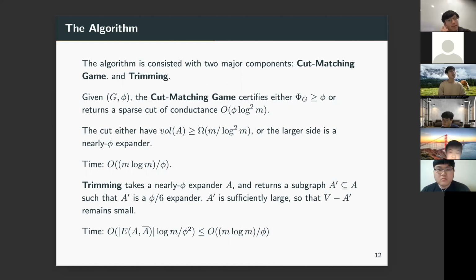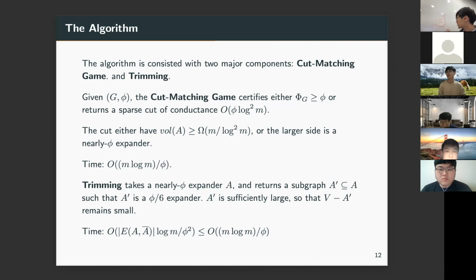If A prime gets extremely small, then our strategy is something like this. If the cut is unbalanced, then the larger side is a nearly phi expander. And what you do is you just trim this to be a phi expander and you recurse. You recurse in only one part. So if you take a nearly phi expander, you just trim it and you recurse on the other side. Then you will have a nice phi expander here.